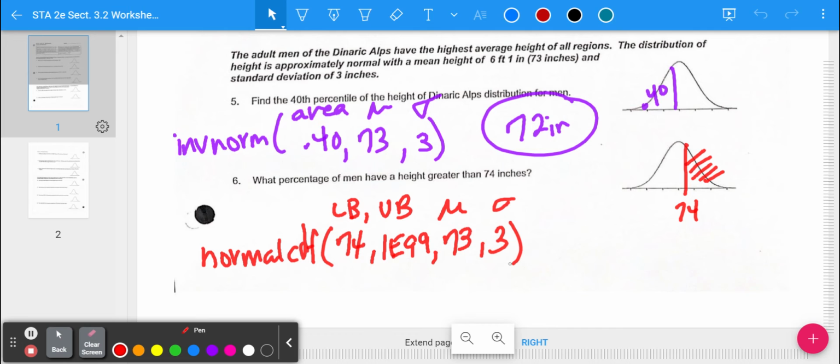So when you type this in, you should get 0.3707. If you want to turn that to a percent, you could call it 37.07%.